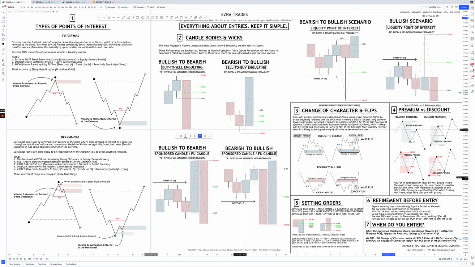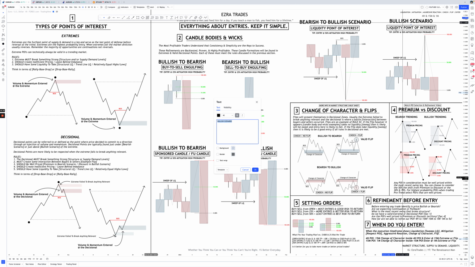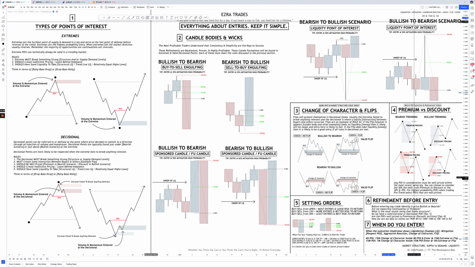In this case, same thing, but now this is going to be a bullish to bearish scenario. Let me just clean that up a little bit. So here, same thing, liquidity point of interest. Here we are going from bullish to bearish. So you can see price is building some liquidity here.